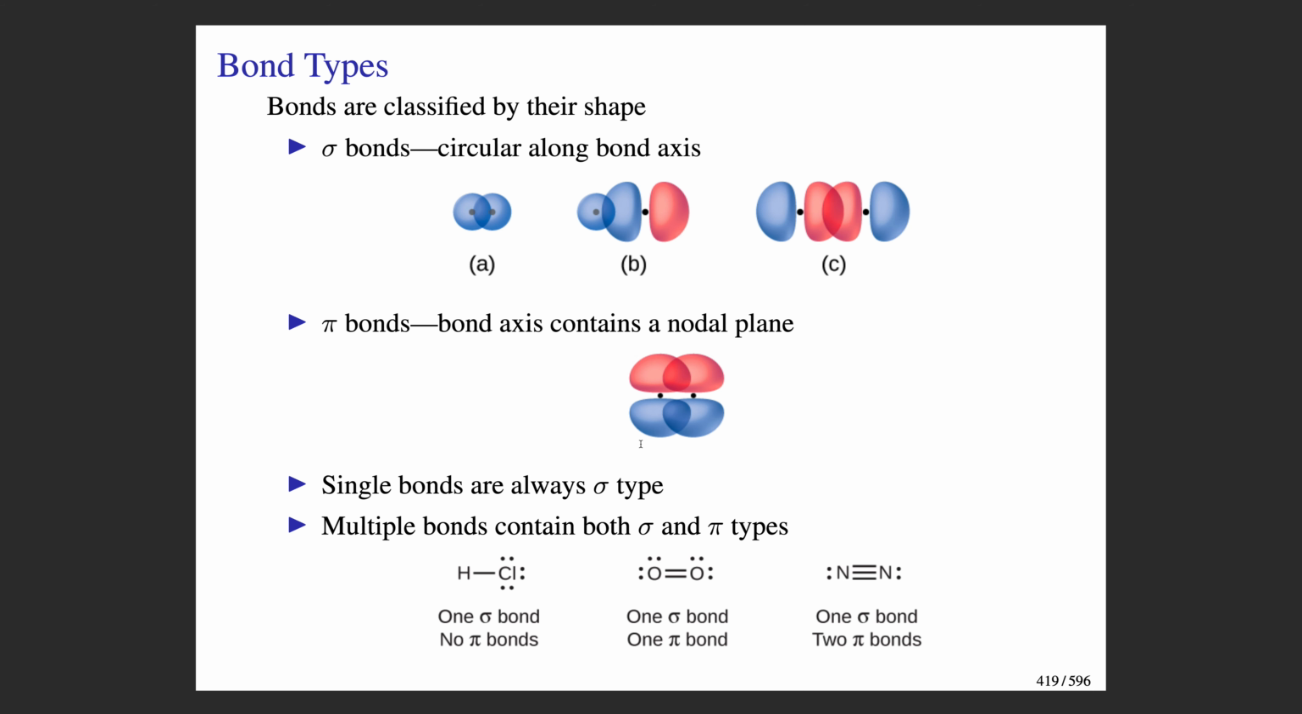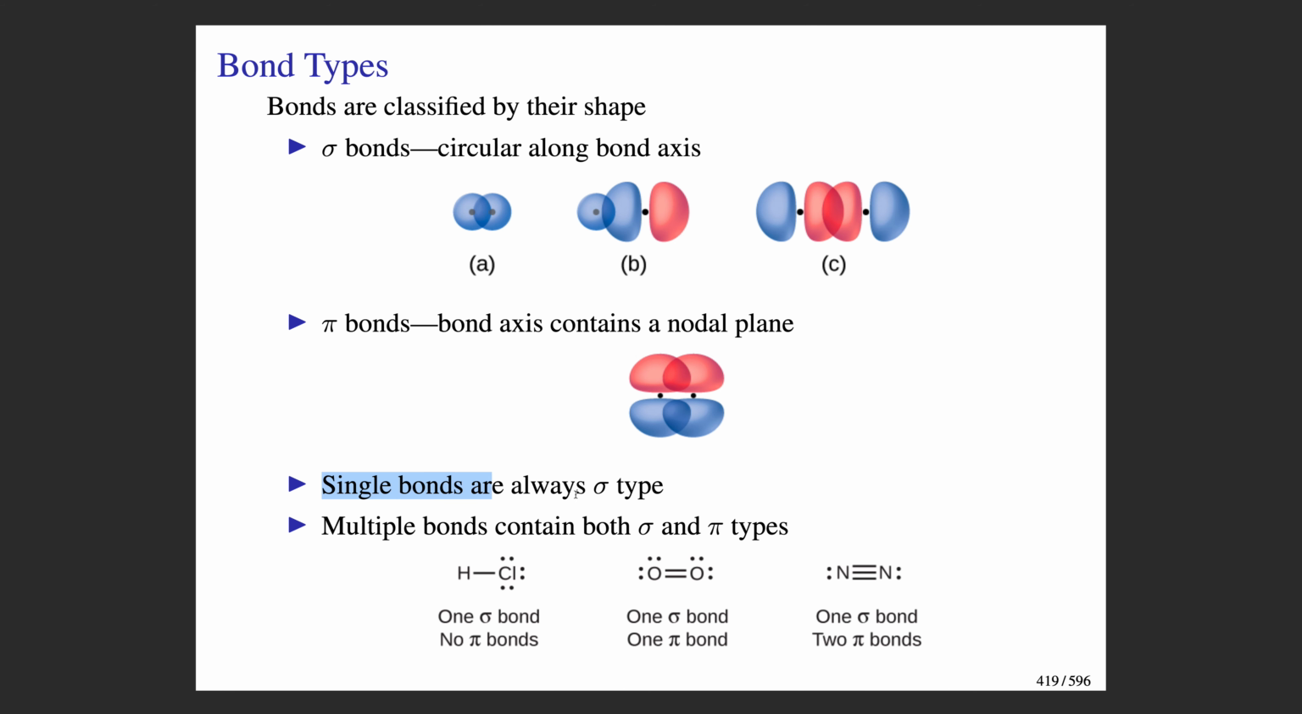This type of bonding arrangement we call a pi bond. And so it does not have that circular symmetry. In fact, it has kind of an inversion symmetry. That is, you go from one phase of the wave function above to a different phase below. Anyway, this is the pi type.